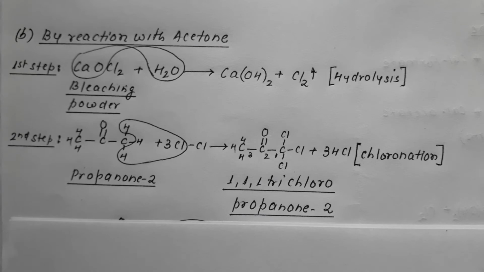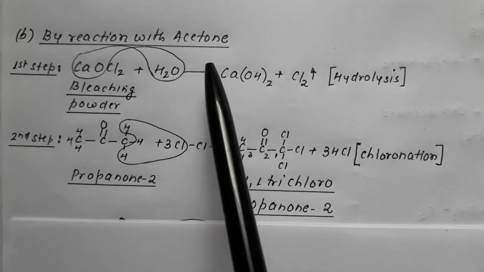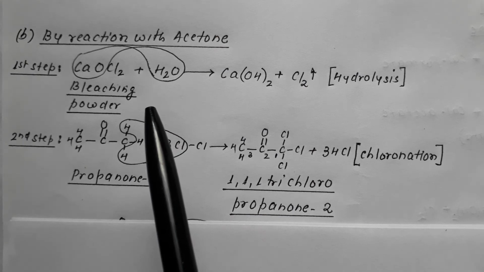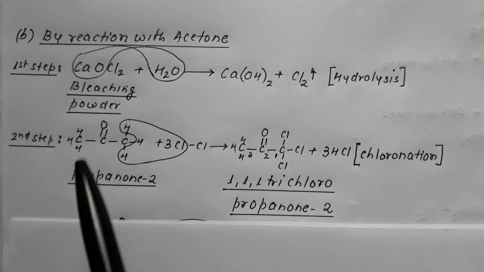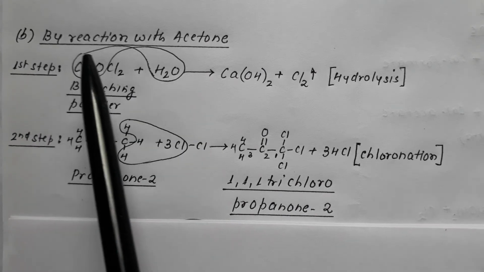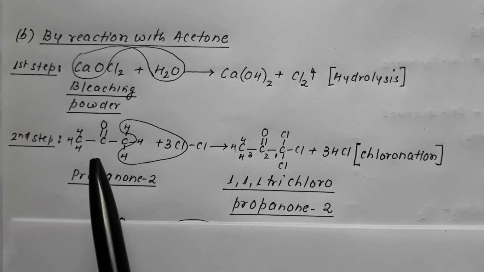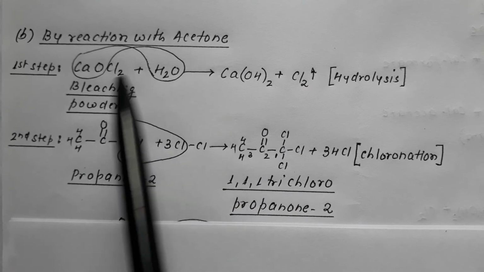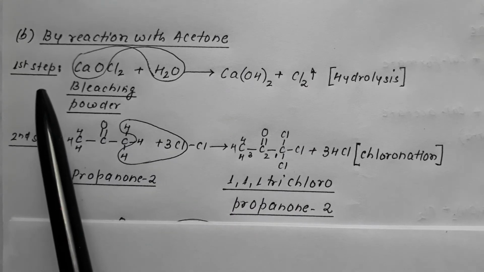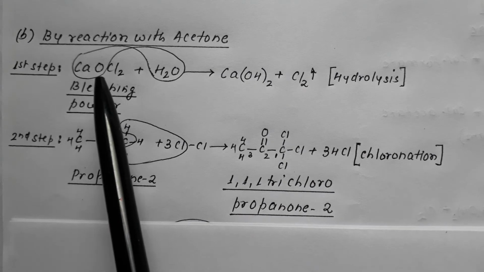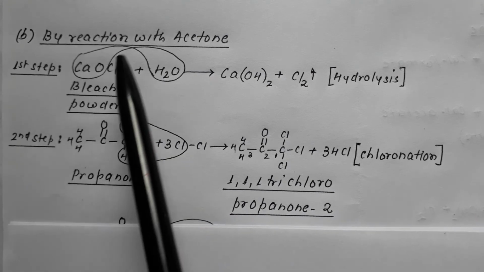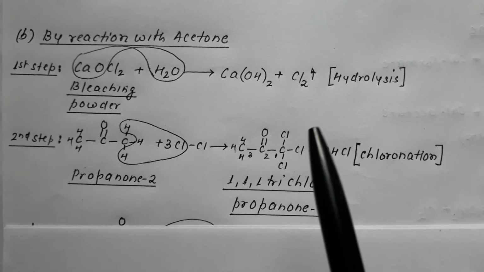So the next method is the reaction of bleaching powder with acetone to obtain chloroform. Chloroform can be obtained by reacting aqueous paste of bleaching powder, A with ethanol, B with acetone. Now it is reaction with acetone. So when aqueous paste of bleaching powder is made to react with acetone, what happens? First step is same. In the first step, the calcium oxychloride, that is bleaching powder, reacts with water and gets decomposed.